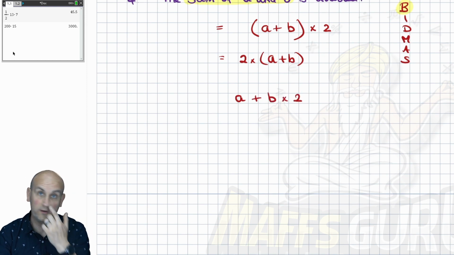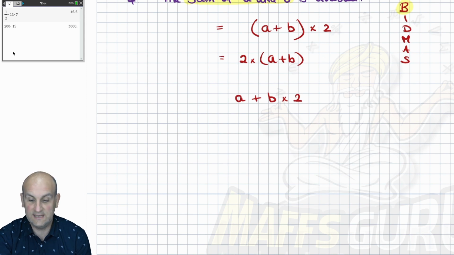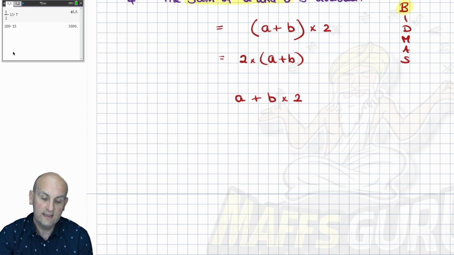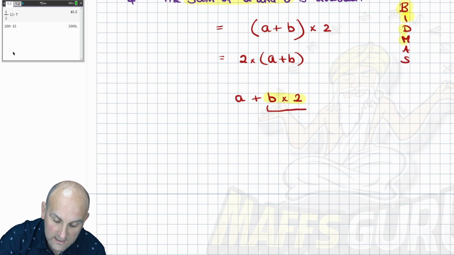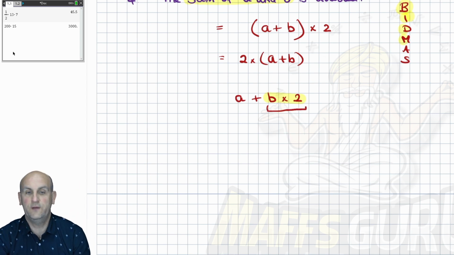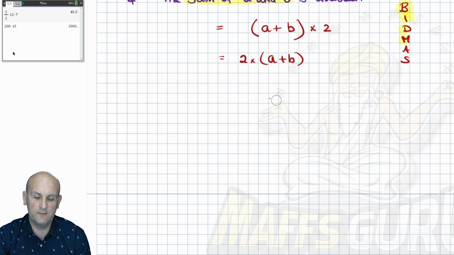Now, lots of people would have written that down as an answer, and it isn't correct. And the reason being is, in this situation, that times by 2 only belongs to the b. Because if you looked at BIDMAS, are there any brackets? No. Are there any indices? No. Division? No. Multiplication. So you'd have to do the multiplication first, which means you'd only actually do that bit first. Well, that's not what it wants. It wants the a plus b and then doubled. So you have to be a little bit more careful.